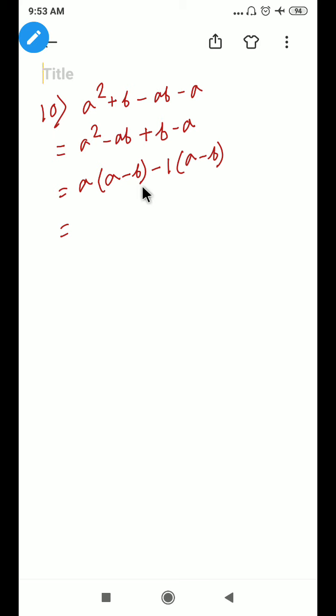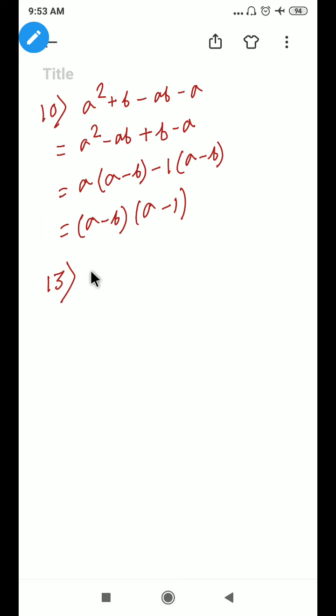So from these two you can take common a minus b. So a is left here and here is left minus 1. So our factorization is completed. Now go to the next one. Go to question number 13.